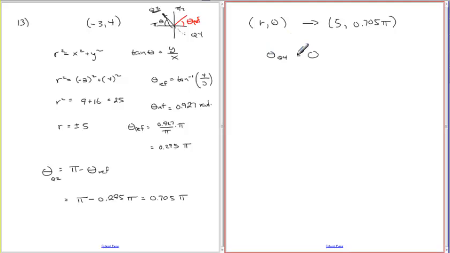Okay, so theta in quadrant 4 is going to be equal to theta in quadrant 2 plus pi. So we get 0.705 pi plus 1 pi is equal to 1.705 pi. So our second r theta combination is going to be equal to negative 5 as the radius, because we'll come all the way around here, and then we'll go in the negative direction. And we get 1.705 pi.